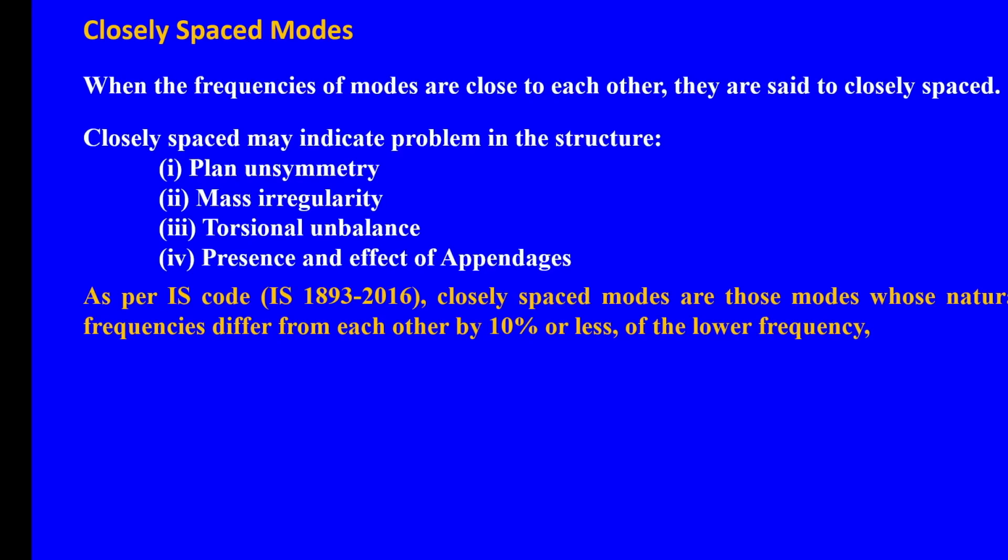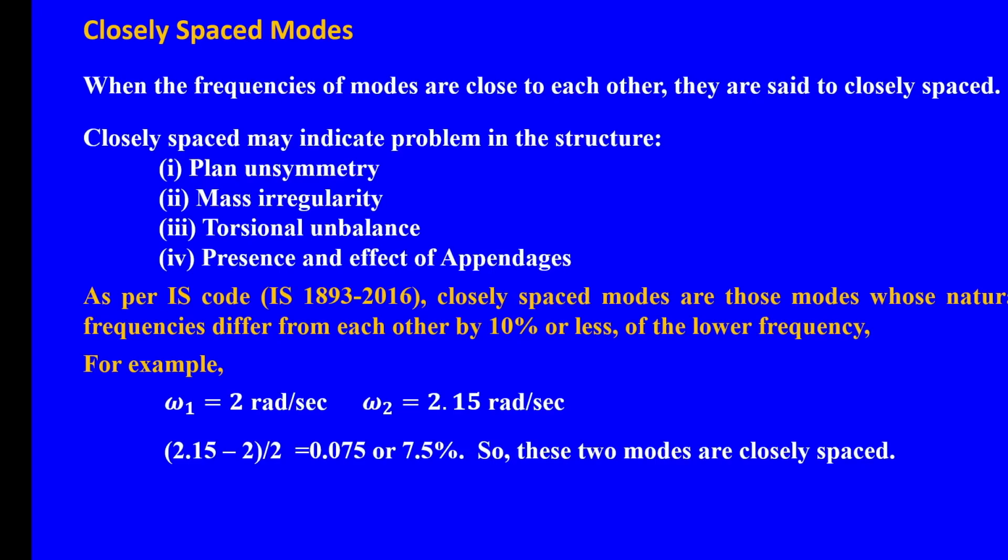As per the Indian code, closely spaced modes are those modes whose natural frequencies differ from each other by 10% or less of the lower frequency. Let us take an example for understanding. Say the lowest mode is 2 radian per second frequency. The second mode is 2.15 radian per second. Then the difference between them, 2.15 minus 2, divided by the lower mode frequency 2, is 0.075 or 7.5%. Since this is less than 10%, as per the Indian code, these two modes are closely spaced.